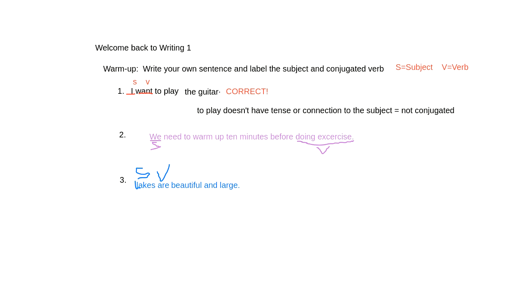To play is what we call an infinitive. It has to and a base form verb, but it's not conjugated because play is not going to change even if we change the subject. Okay, if I change my subject to she, then I'm going to change want to wants with the S, right? But I'm not going to change to play. This infinitive will not change. So that's why we know that want is conjugated, to play is not conjugated.